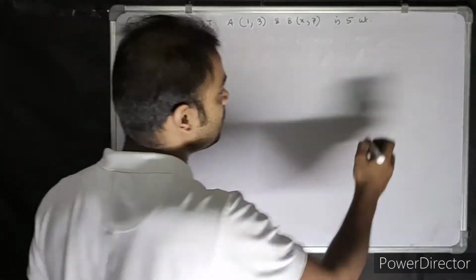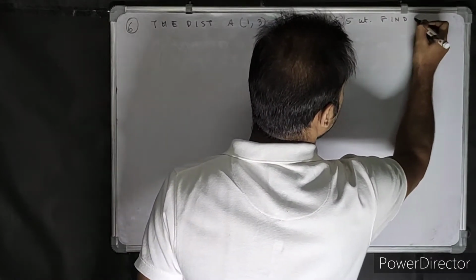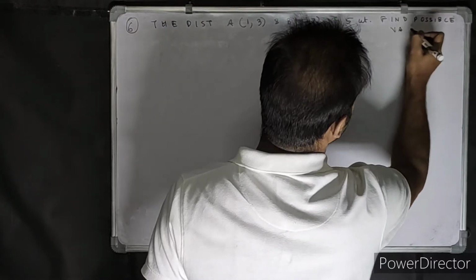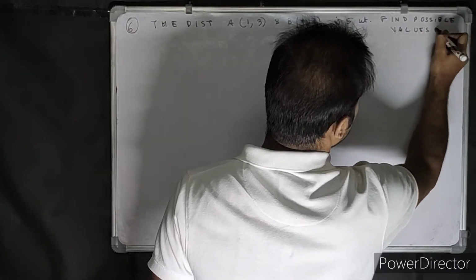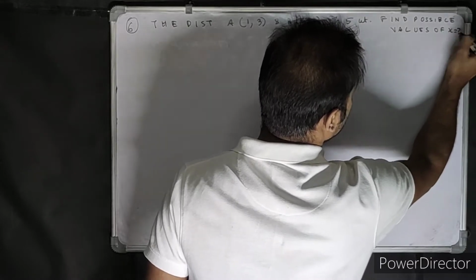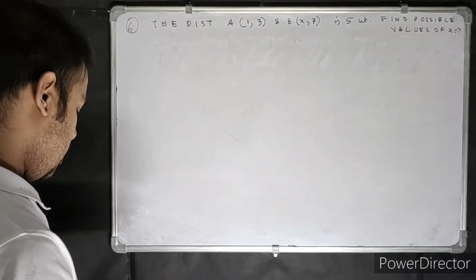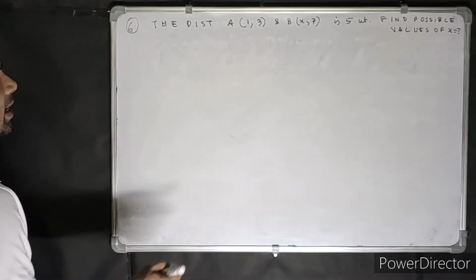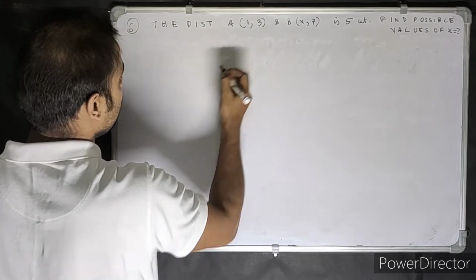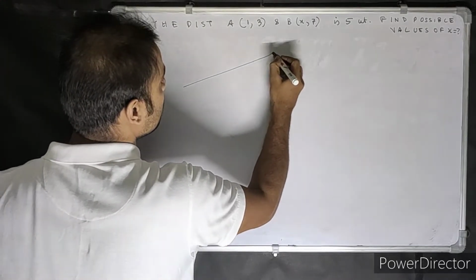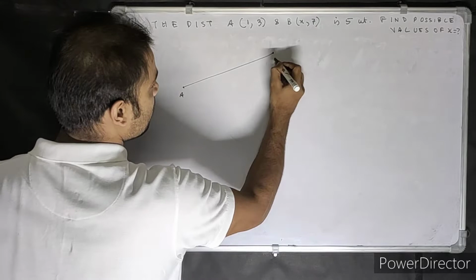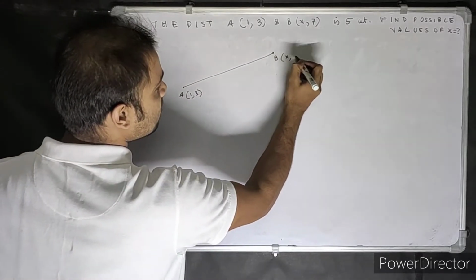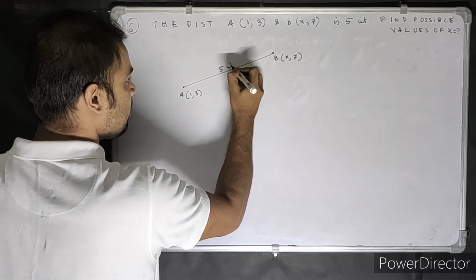Find possible values of x. Okay, that means possible values means they can be more than 1. Okay, so let's start this question. That is your A, that is your B. If you want to draw the line, something like this. Anyway, on your notebook, just draw. This is 1, 3. X, 7 and the distance is 5 unit.